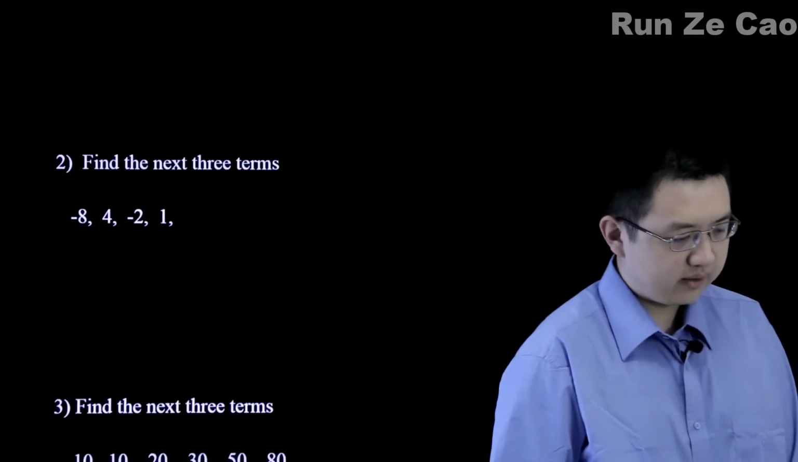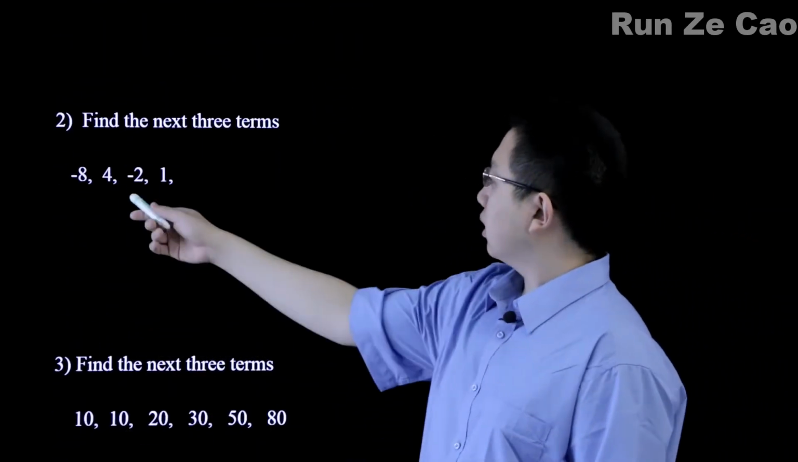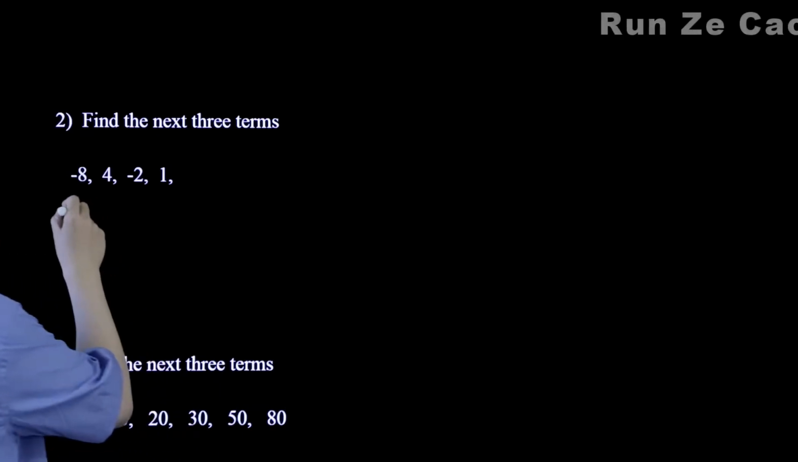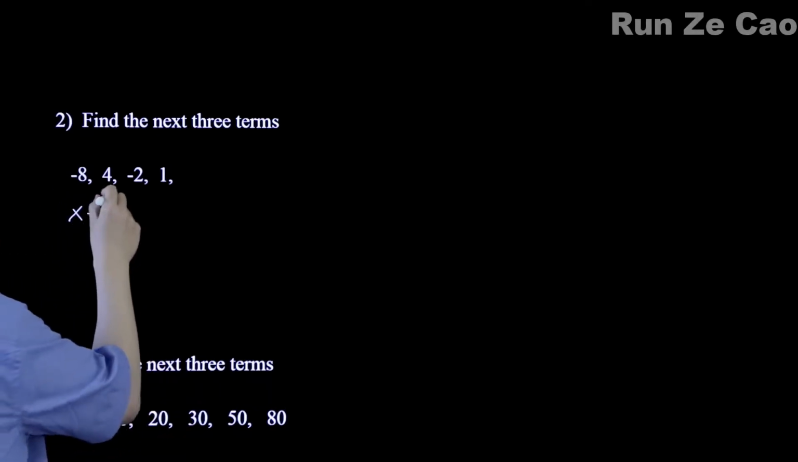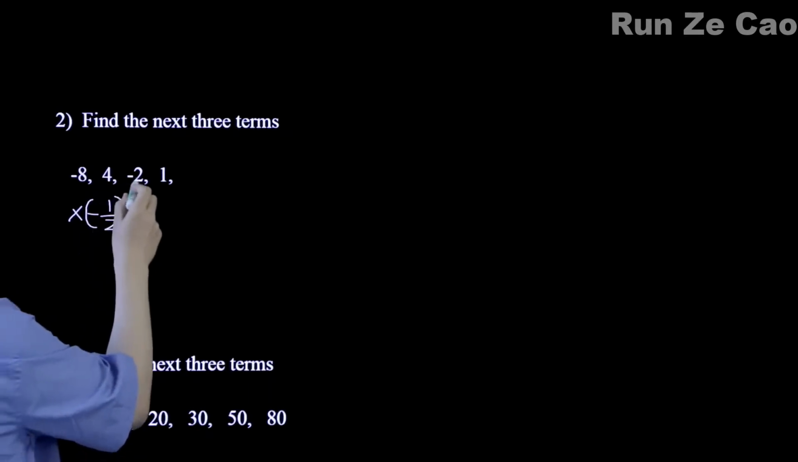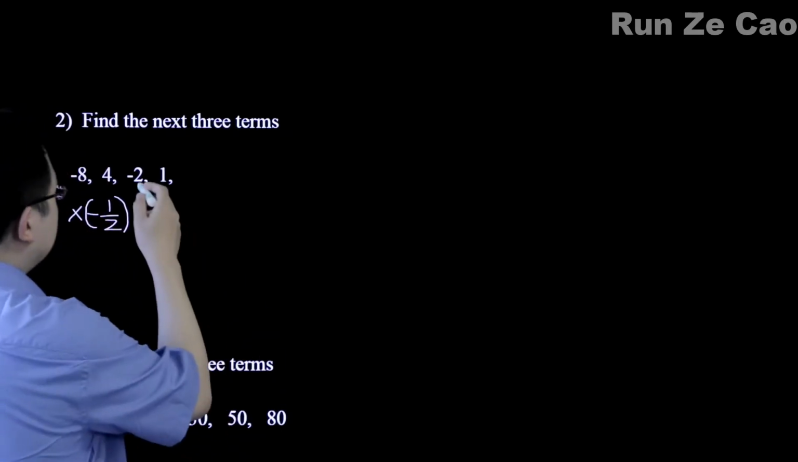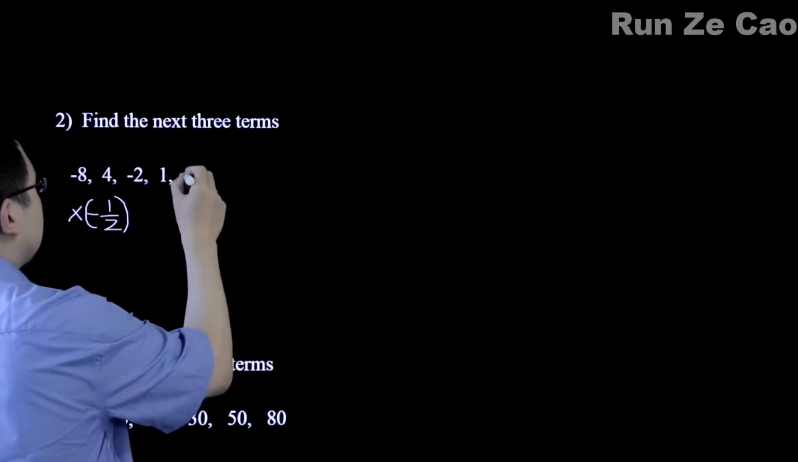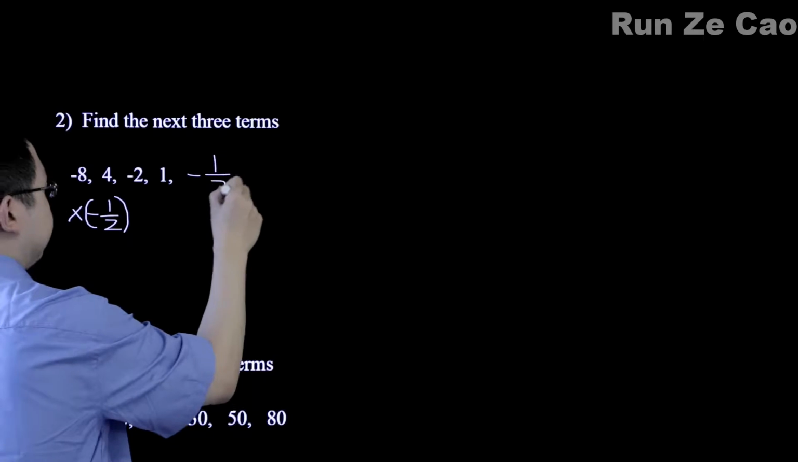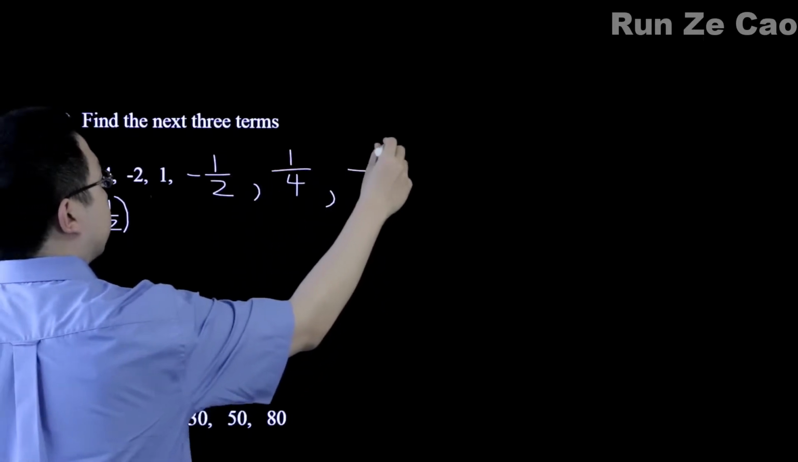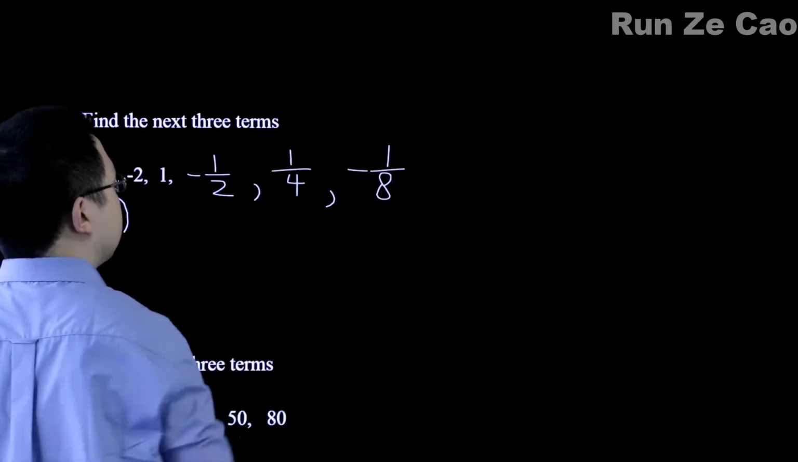And now for this one, find the next three terms. Oh, 8 to 4, well, that looks like 1/2. But wait a second, it's negative 8 to 4. So times negative 1/2, times negative 1/2. This seems to be the pattern for 4 to negative 2. Yeah, okay, that works. And then negative 2 times negative 1/2 is equal to 1. Okay. So this is the pattern we are looking for. Therefore, the next few terms would be these.